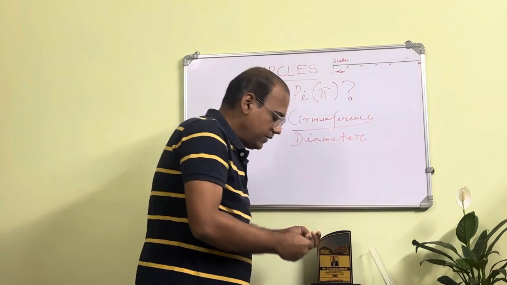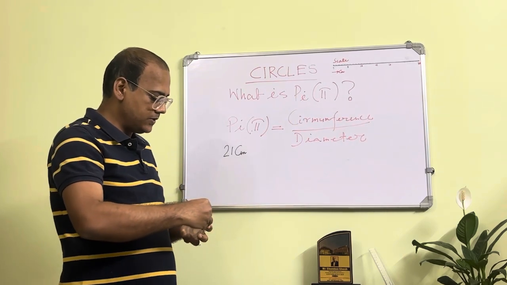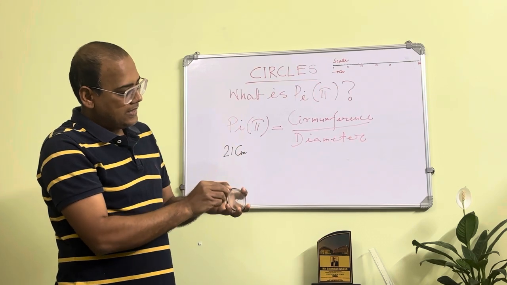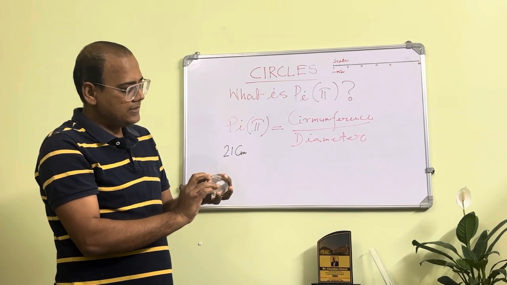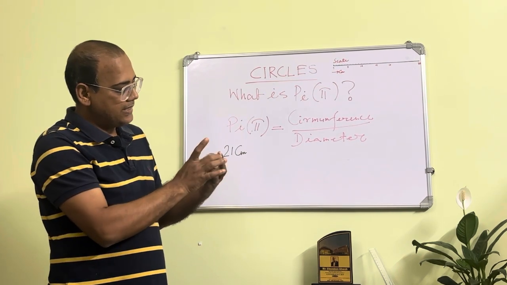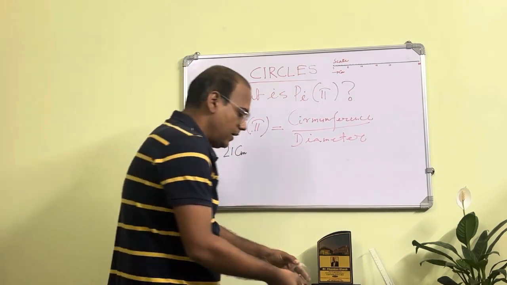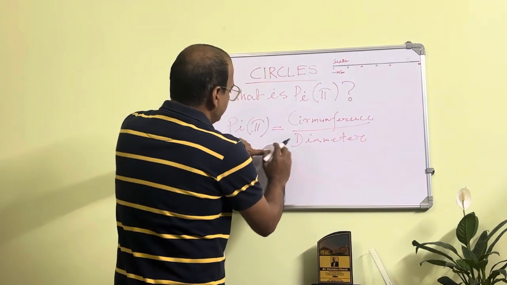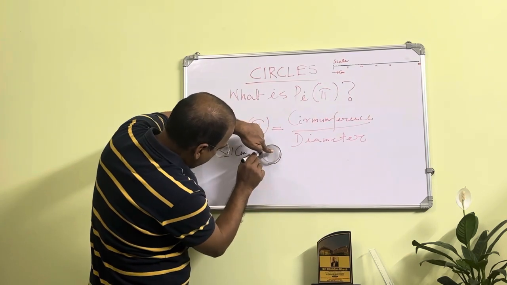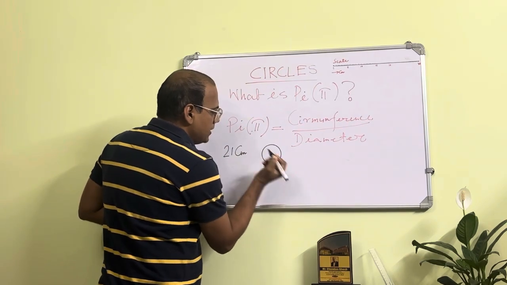Now I will use this thread and give it the shape of a circle. I've taken a circular object, and you can see it exactly forms this circle. So this length makes the circumference of the circle. I'll draw this circle over here. Okay, so the center would be somewhere here.